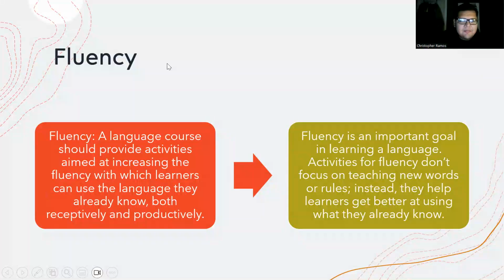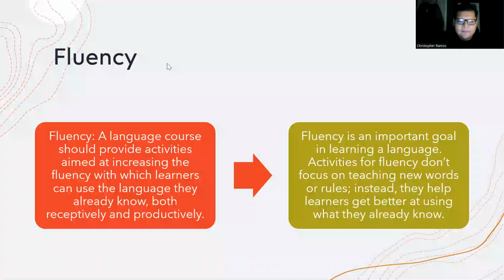Next one is fluency. A language course should provide activities aimed at increasing the fluency with which learners can use the language they already know, both receptively and productively. This is an important goal in learning a language. Activities for fluency don't focus on teaching new words or rules. Instead, they help learners get better at using what they already know. You can use this through reading, writing, listening, speaking. All those can be used in so many ways that fluency can be improved and worked on as well.